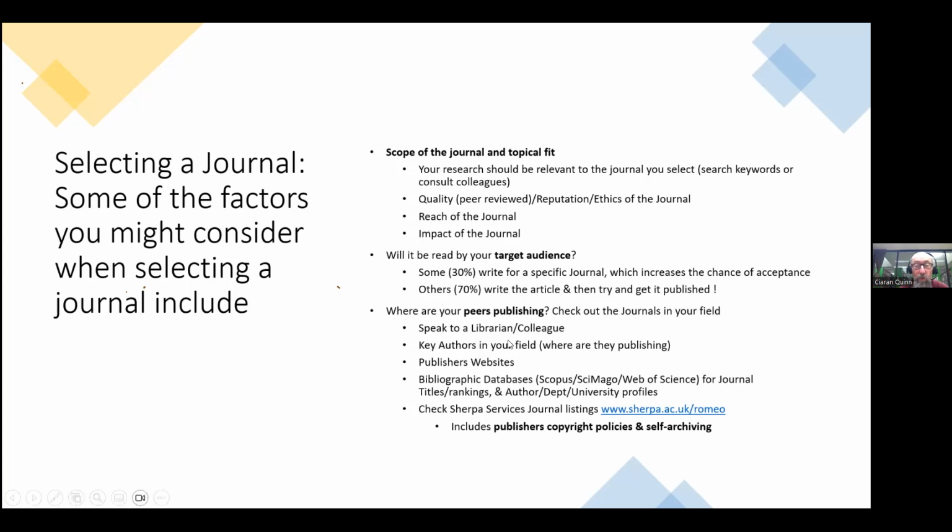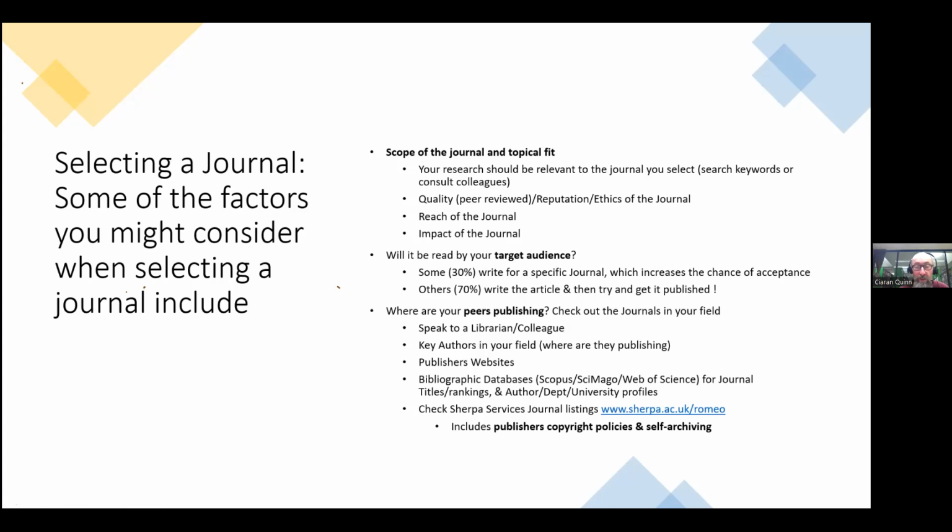Okay. Then where are your peers publishing? So check out the journals in your field. So you can speak to librarians, colleagues, check out key authors in your field, where they publish. And as I get onto, you can check that on the various citation databases. Just research other authors that you know are maybe top in your field and just see what their strategy is, particularly if they're longer in the game than you are.